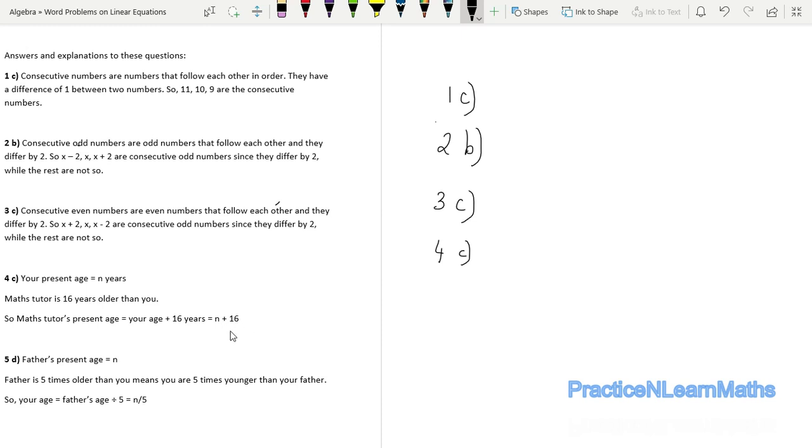Question number 5. Your father is 5 times older than you. If the present age of your father is n years, then what is your age now in terms of n? Correct answer is 5D. Father's present age is n. Father is 5 times older than you means you are 5 times younger than your father. So your age is equal to father's age divided by 5, which is n over 5.